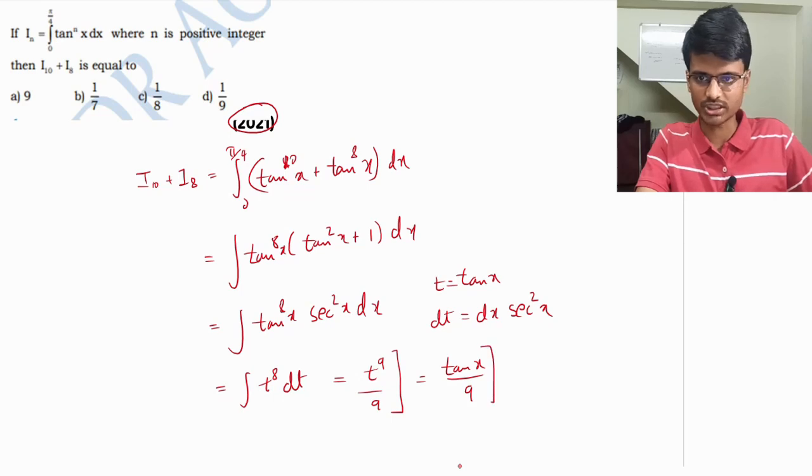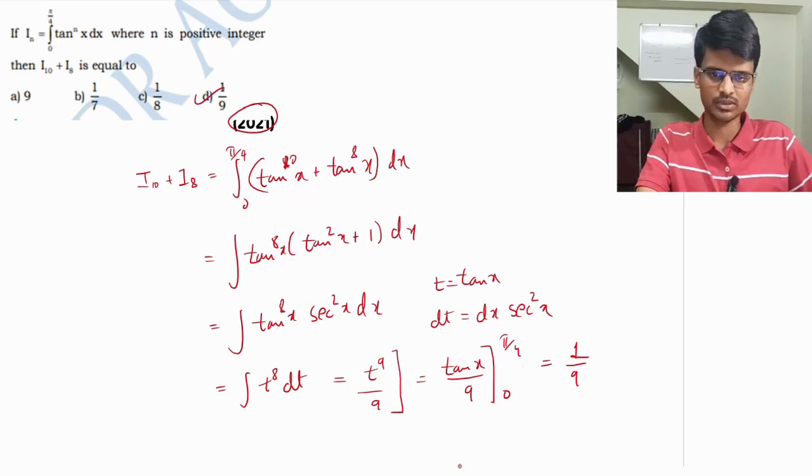I'm not changing the limits. 0 to pi by 4. Tan pi by 4, what is tan 45? It is 1. So 1 by 9 is your answer. Tan 0 is 0. So the correct answer is 1 by 9. So this was a pretty easy question. If you solve it, you'll get it.